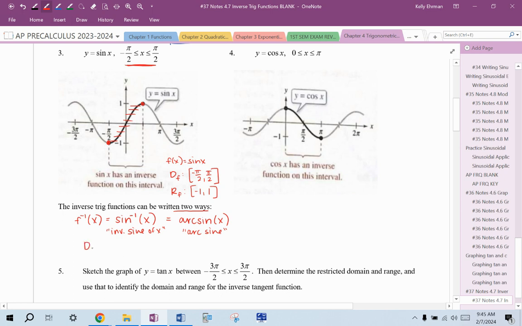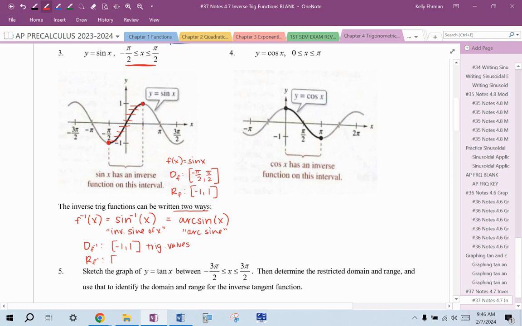And what's the domain and range of this inverse function? I have the domain and range of f, so all I have to do to get the domain and range for the inverse is flip these. So the domain for f inverse will be negative 1 to 1, so it'll be trig values.